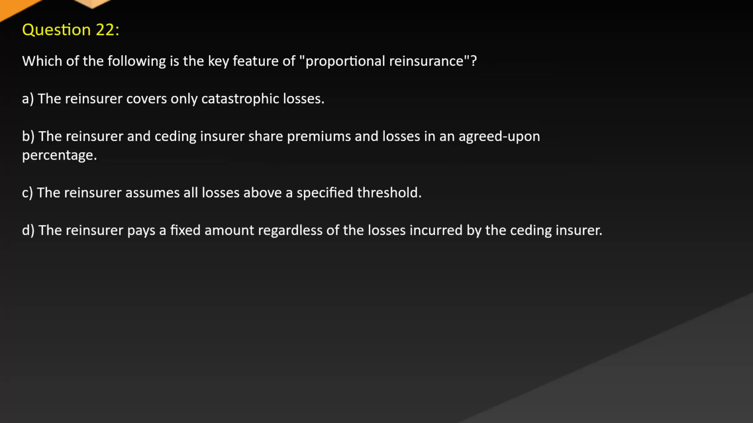Question 22. Which of the following is the key feature of proportional reinsurance? A. The reinsurer covers only catastrophic losses. B. The reinsurer and ceding insurer share premiums and losses in an agreed-upon percentage. C. The reinsurer assumes all losses above a specified threshold. D. The reinsurer pays a fixed amount regardless of the losses incurred by the ceding insurer.